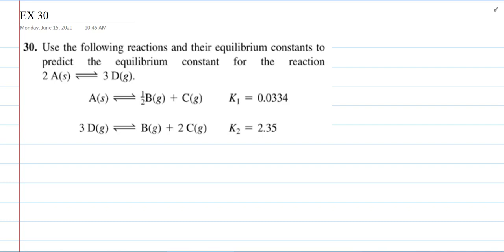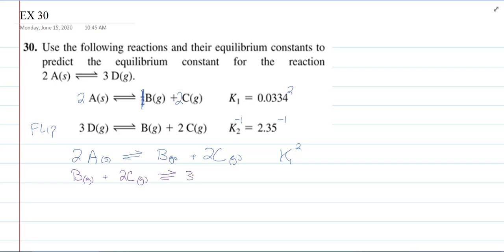So I have A here, I have 2A there, so what I'm going to do for the first one is double the first one and square that. And then for the last one, I think I have to flip it, which means I have to negative 1 that, invert. If I double the first one, I get 2A solid going back and forth to B gas plus 2C gas, and I get K1 squared, whatever that number ends up being. In the second one, I'm going to get B gas plus 2C gas going to 3D gas, and that is K2 to the negative 1.